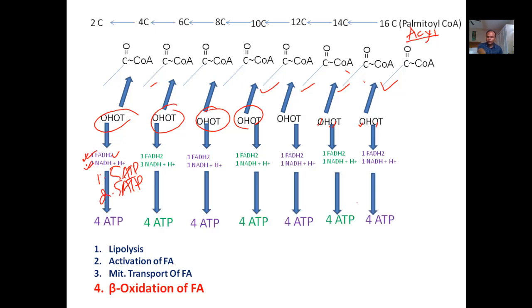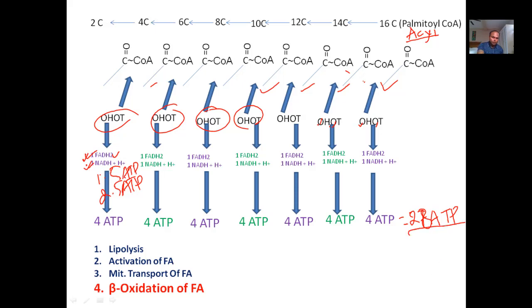So 4 ATP production will be from each bond, and the total will be 28 ATP from these 7 bonds of beta oxidation. Beta oxidation occurs at the beta carbon, and because of that, bond lysis happens. So we can take beta oxidation as the breaking of bonds and formation of acetyl coenzyme A. There are 7 bonds in palmitic acid, each bond will produce 4 ATP, so the total is 28 ATP production here.